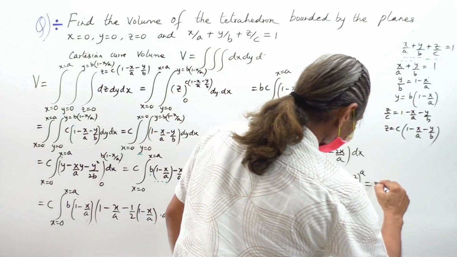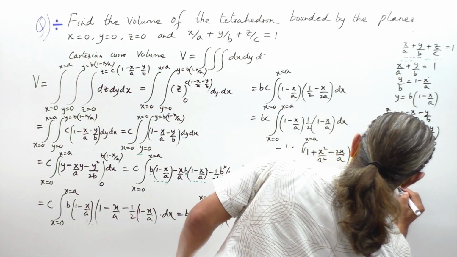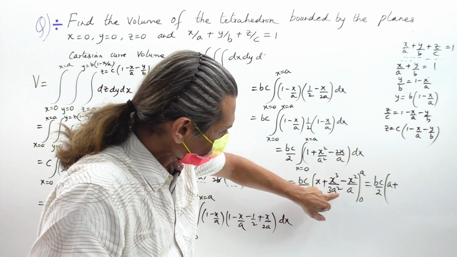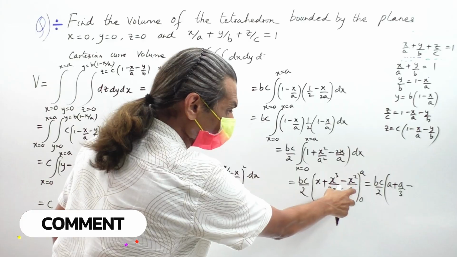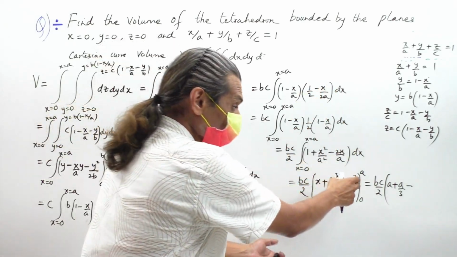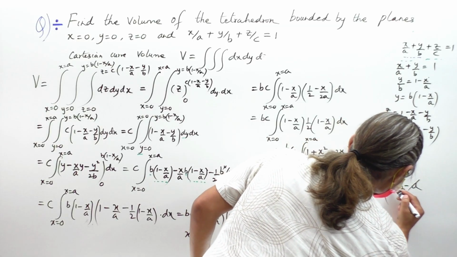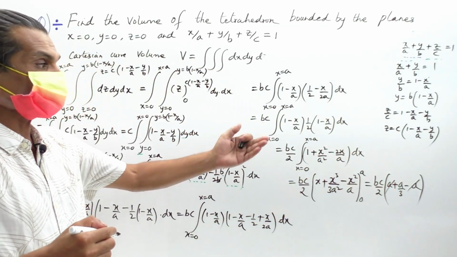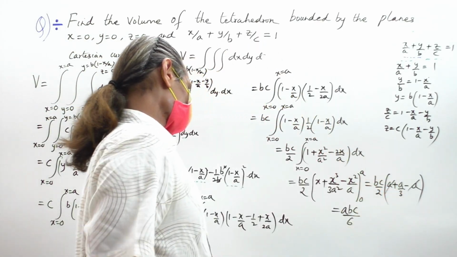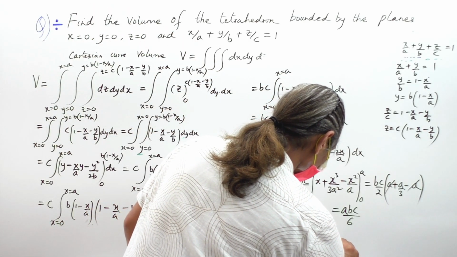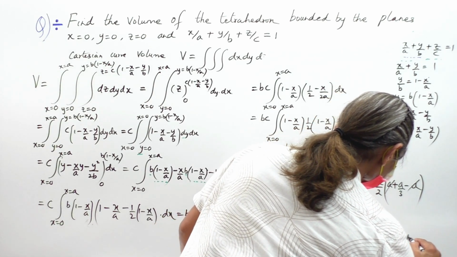Now finally, let's put the limits here. In place of x, you have to put a minus 0 limit. So a plus, see in place of x when putting a cube by 3a square. A cancels. So this will be a by 3. Again minus, again a square over a, sorry, in place of x put a square by a is a only. So here a minus a is what? It cancels. So what remains? bc by 2 into a by 3. So it is equal to what? abc by 6. Beautiful.